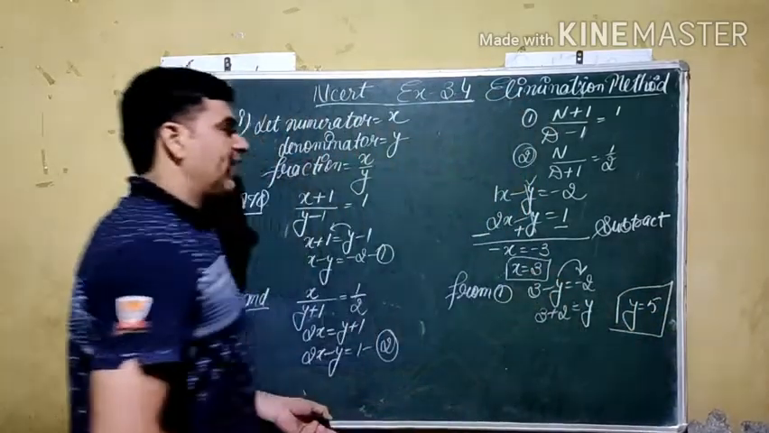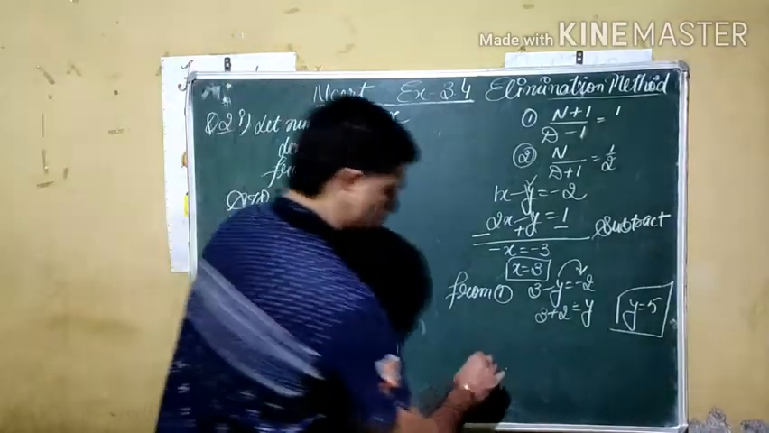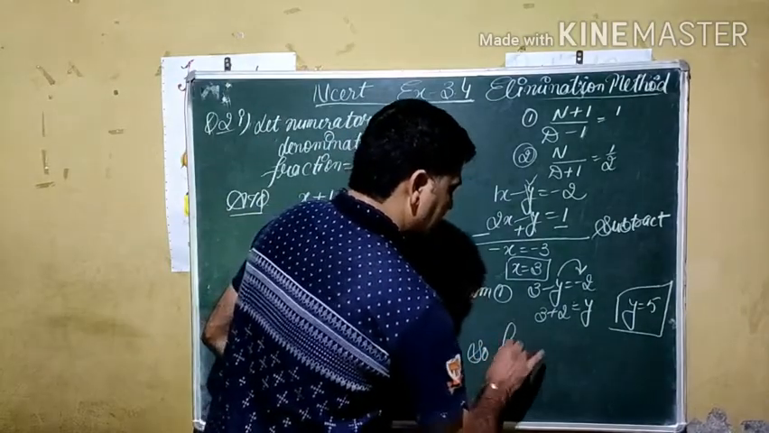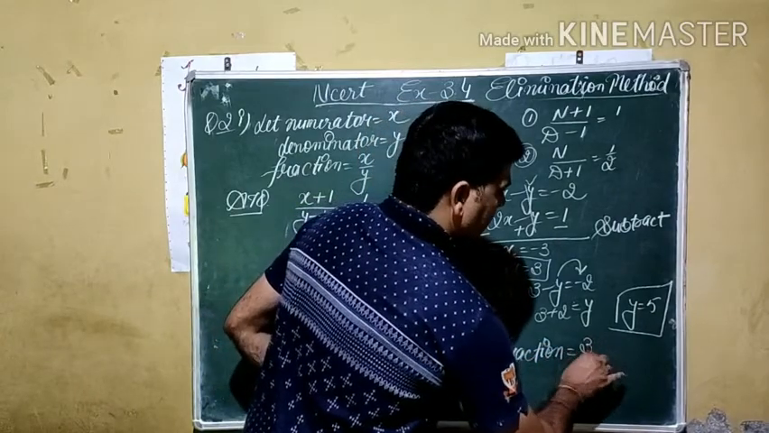x is given by 3, which means the value of the numerator is 3. The denominator becomes 5. So what is the value of the fraction? The fraction is given by x by y, meaning 3 by 5.